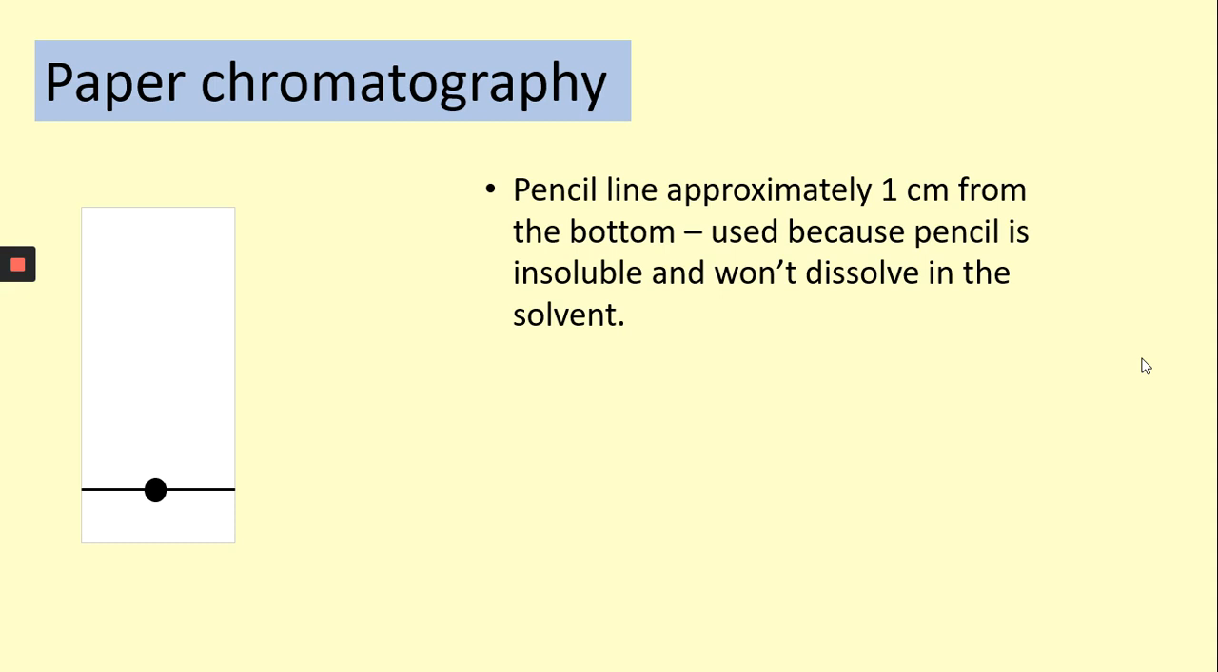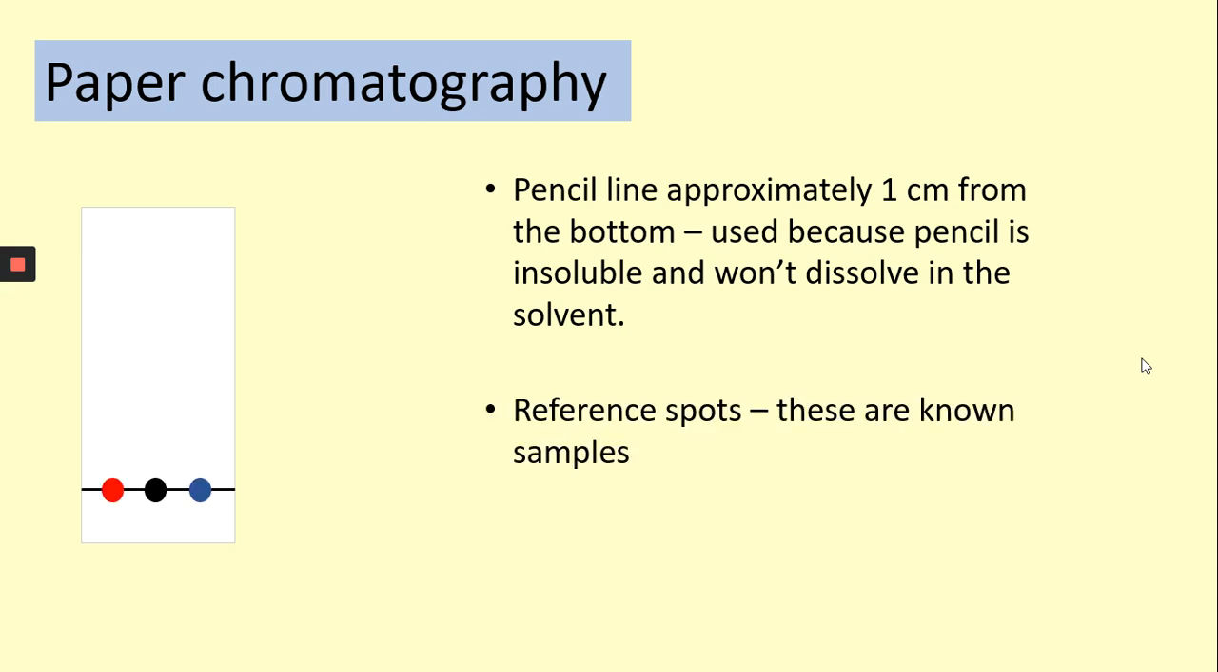When you're trying to identify what is in an unknown substance, say for example this black felt tip pen, you have to have known samples to actually compare it to. So we call these our reference spots. At the end, we will be able to compare how far our unknown substance has risen along with the known spots.